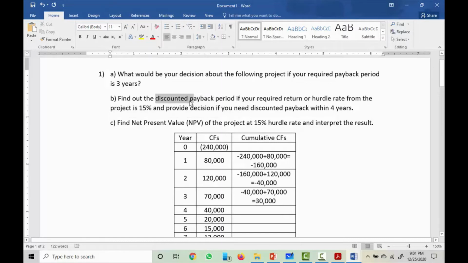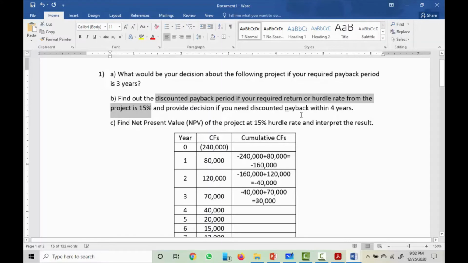In this discounted payback period method, we need to calculate the present value of all cash flows. So here we need to apply the time value of money. The question is asking, find out the discounted payback period if your required return or hurdle rate, or some people may call it the discount rate, from the project is 15%.